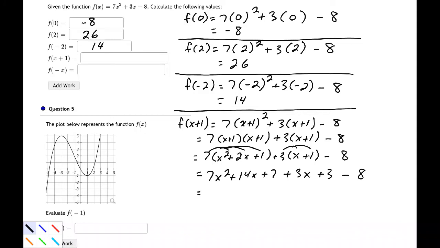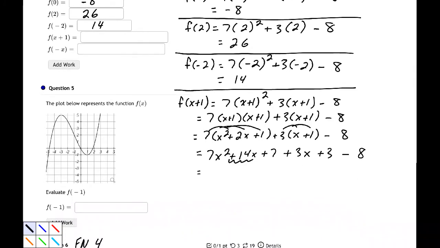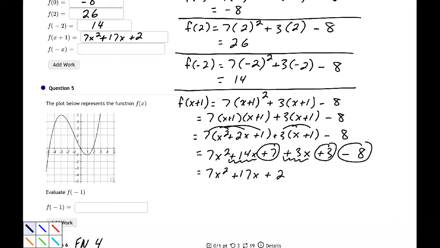Finally, I'm going to combine like terms. Okay, we have a 14x and a plus 3x. We also have a plus 7, a plus 3, and a minus 8. So we can combine the x terms. We have a 7x squared. It's the only x squared term. 14 and 3x together become 17x. And adding the constant, 7 plus 3 minus 8 is 2, so plus 2 at the end. That is the most simplified this is going to get, so f of x plus 1 equals 7x squared plus 17x plus 2. That's our answer for that fourth part.